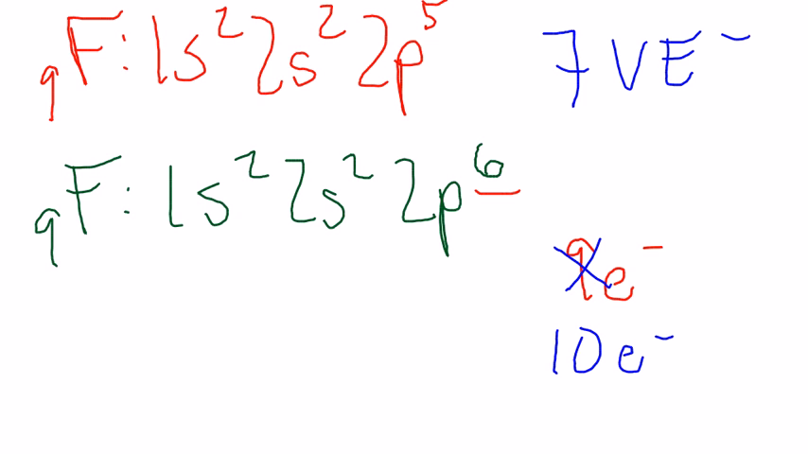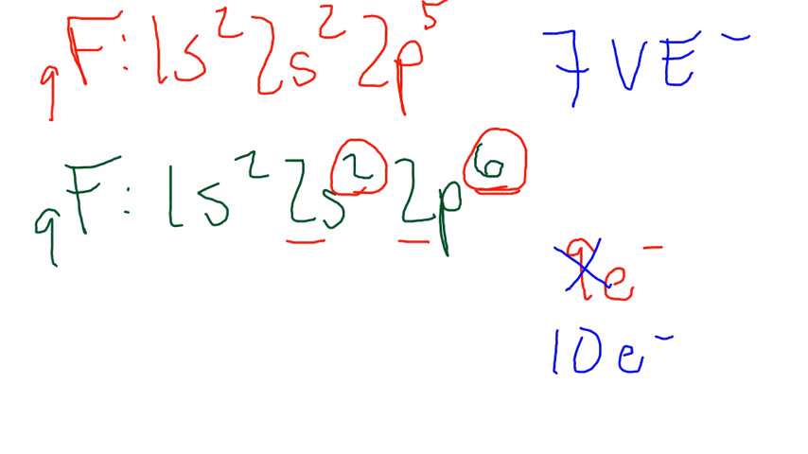If you look, the highest energy level now is 2. And if you add up the valence electrons, it's 2 plus 6 is 8. That's going to give you your full 8 valence electrons. So that's going to make it very stable.